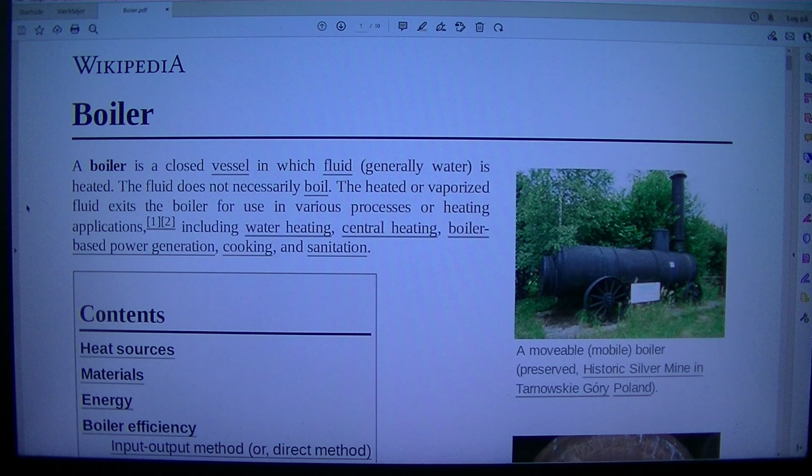necessarily boil. The heated or vaporized fluid exits the boiler for use in various processes or heating applications, including water heating, central heating, boiler-based power generation, cooking, and sanitation.